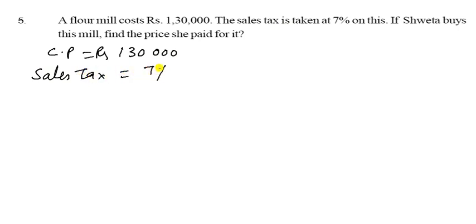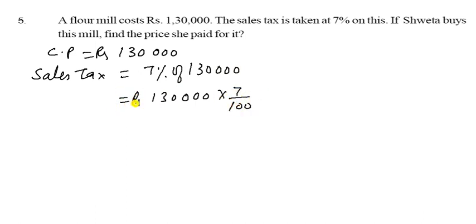That is the 7% of 130000. So you can calculate 130000 into 7 upon 100 rupees. So 0 cancels with 0 and this 0 will be cancelled with this 0. Now multiply. 7 0s are 0, 7 0s are 0, 7 3s are 21 and 7 1s are 7 and 2, that is 9. So sale tax is given like this.